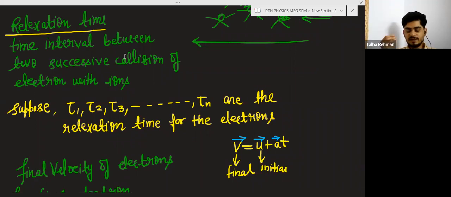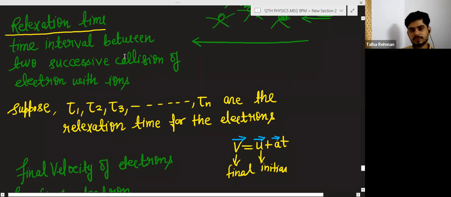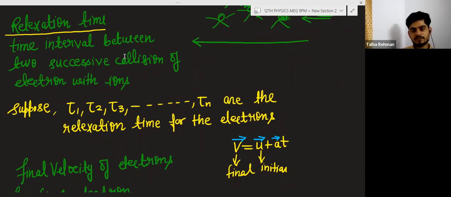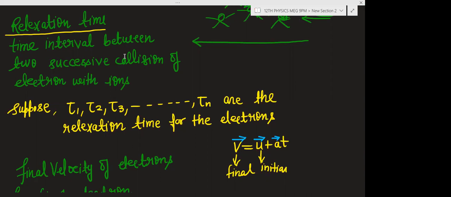Relaxation time is just the time of relax for the electron, when the electron is not colliding, meaning when the electron is just about to collide with ions. That time between the two successive collisions of electron with ions is the relaxation time. Please ask me to scroll down when completed. So can you scroll down?